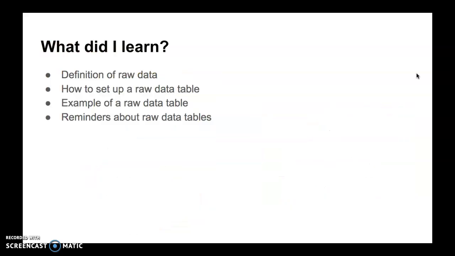So what did I learn? Well, I learned the definition of raw data. I learned how to set up a raw data table. I looked at some examples, or just one example, of a raw data table. And then I got that very important reminder about raw data tables that we do not put any labels, we do not put any units inside the body of the table, only in the headings.